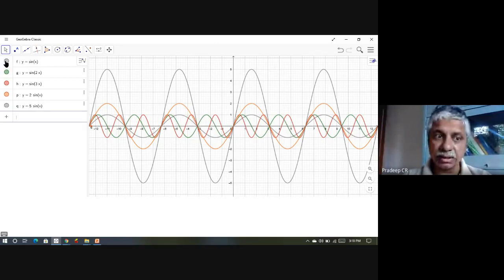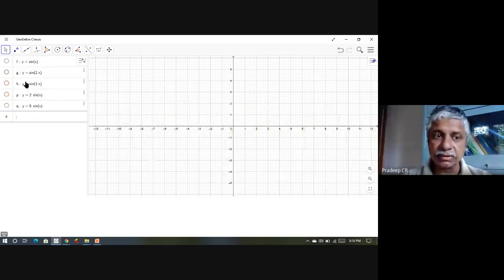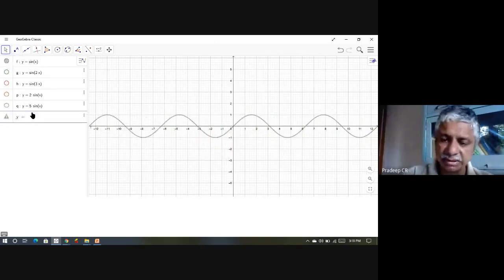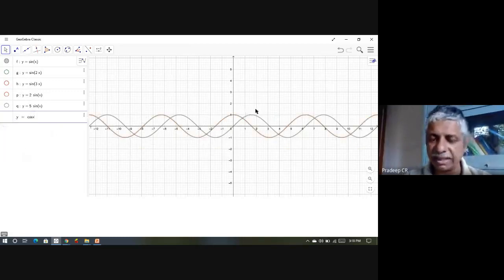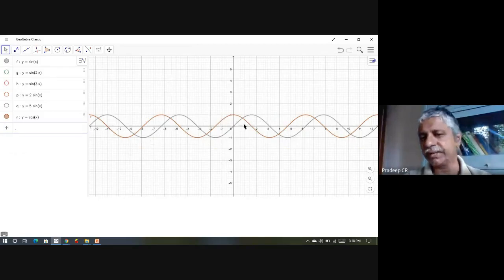Not just this. Another important curve is cos x. So let me show it to you against sine x. I will show you cos x also. Cos x looks like this. See, the red curve is cos x. Cos x is sort of shifted by pi by 2 relative to sine x. Whatever cos x is doing, sine x will do the same thing pi by 2 time afterwards.